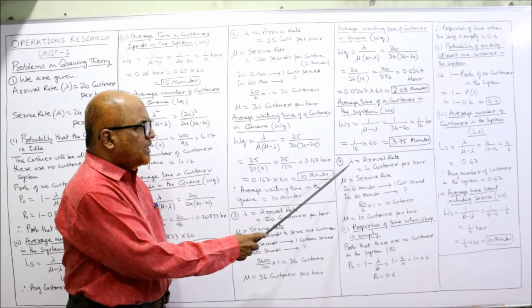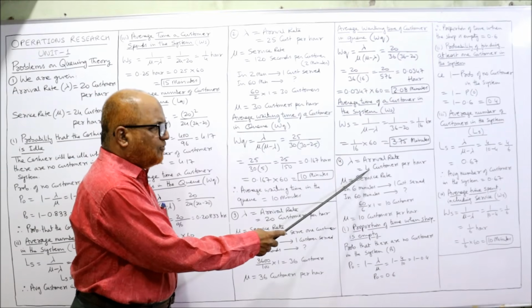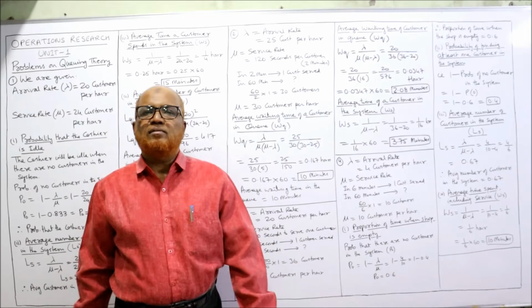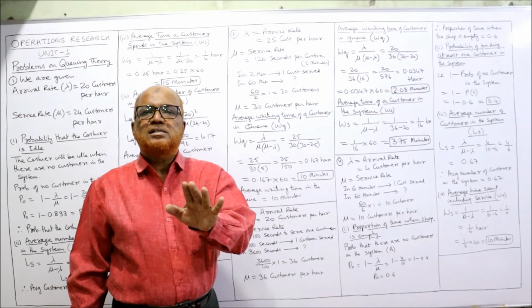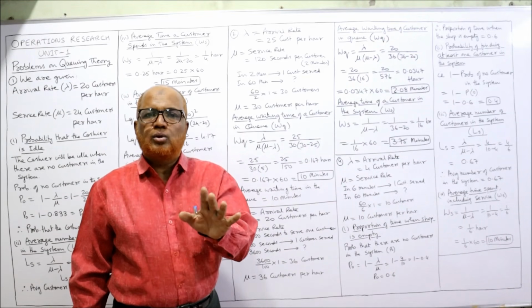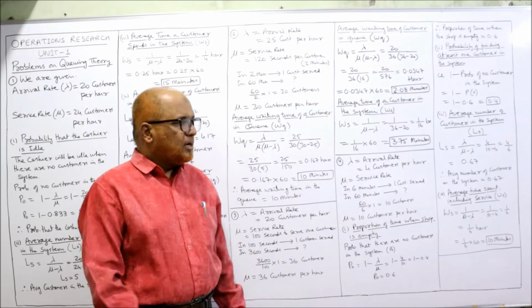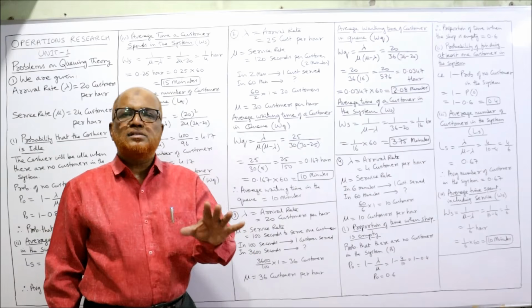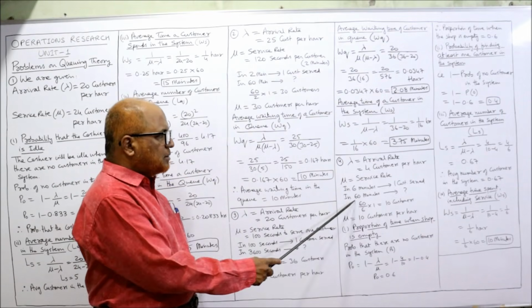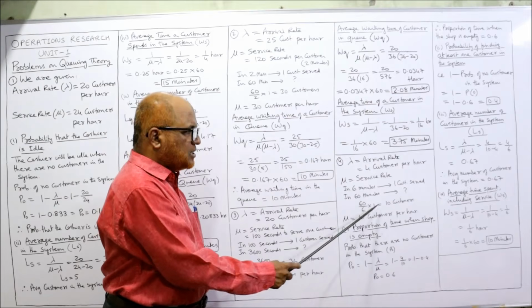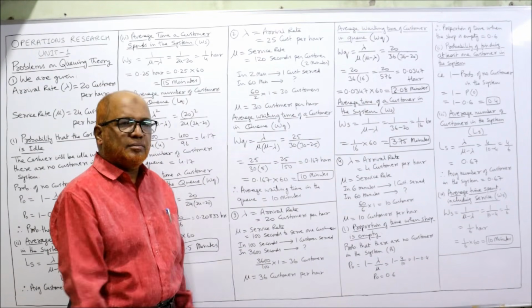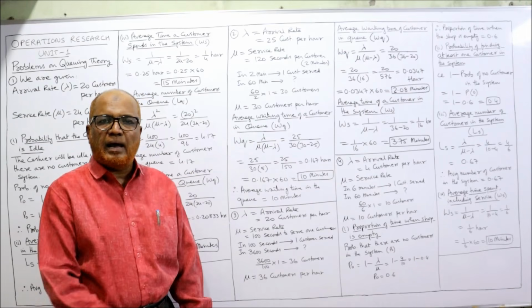First of all, we write down lambda is equal to arrival rate, 4 customers per hour, directly given in the problem. But mu, service rate, is not directly given. It is given 6 minutes to serve one customer. So in 6 minutes, one customer, and an hour consists of 60 minutes. So in 60 minutes, how many customers? 60 by 6 into 1, 10 customers. Service rate is 10 customers per hour. We got both lambda and mu.